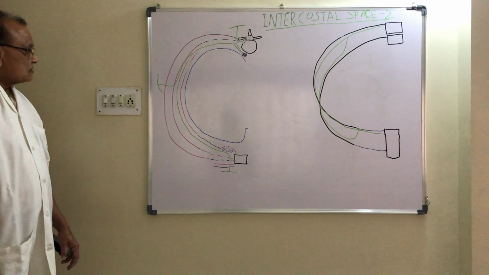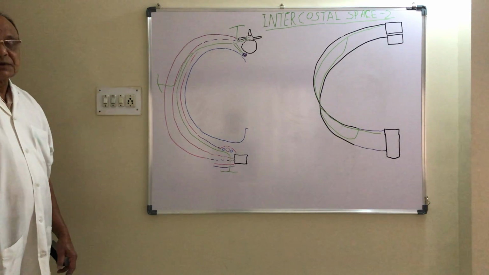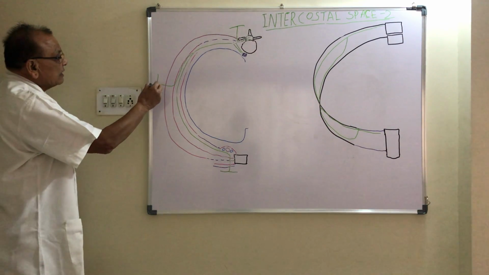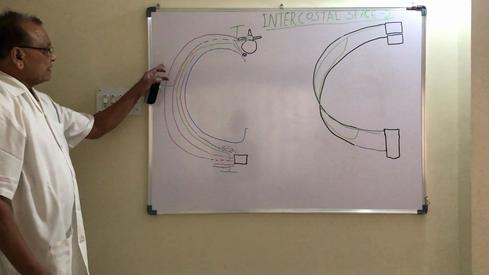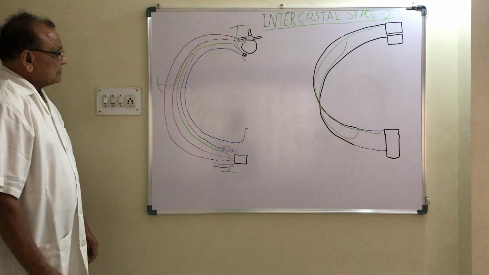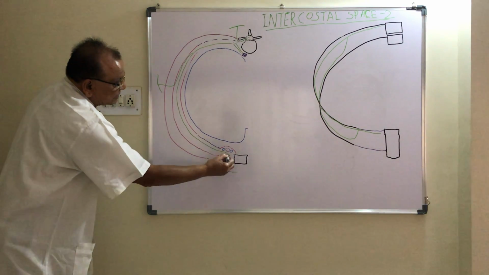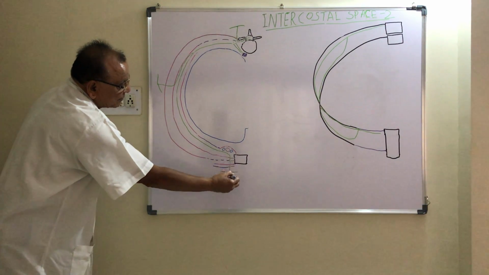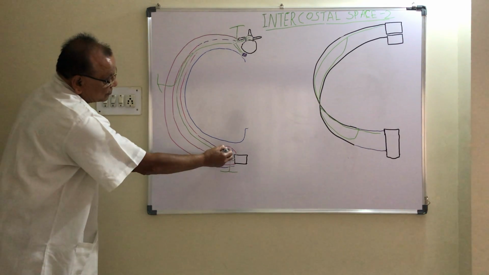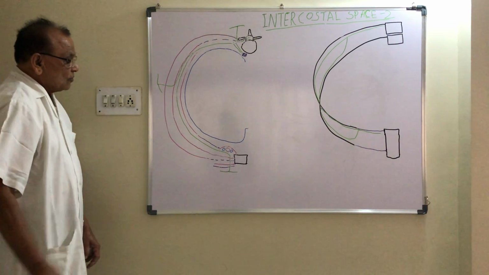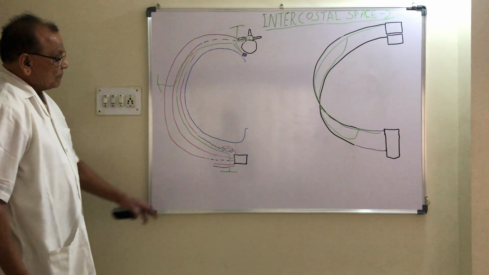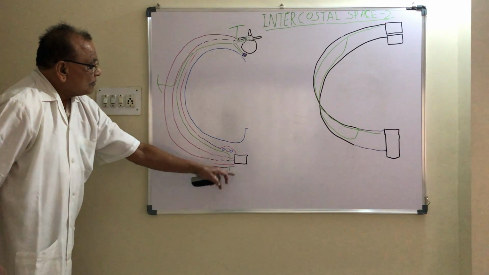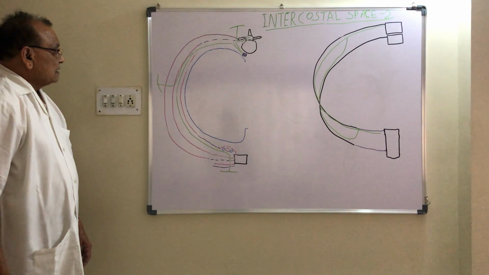And this cutaneous nerve is known as the lateral cutaneous nerve, which divides into anterior and posterior branches, which supply the skin of the lateral side of the thorax. Anteriorly, at its terminal end, it continues as the anterior cutaneous nerve, which divides into medial and lateral branches to supply the skin of the front of the thorax.